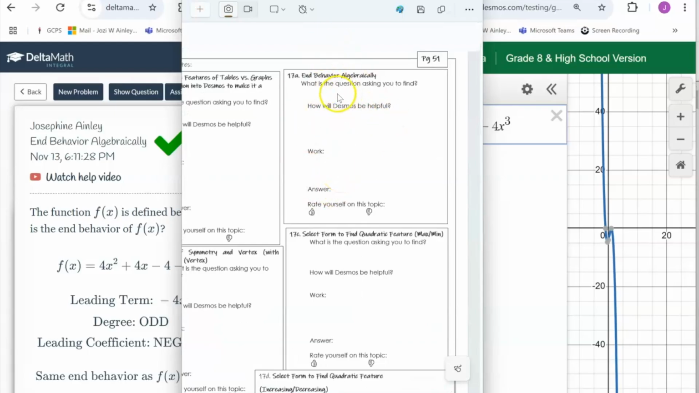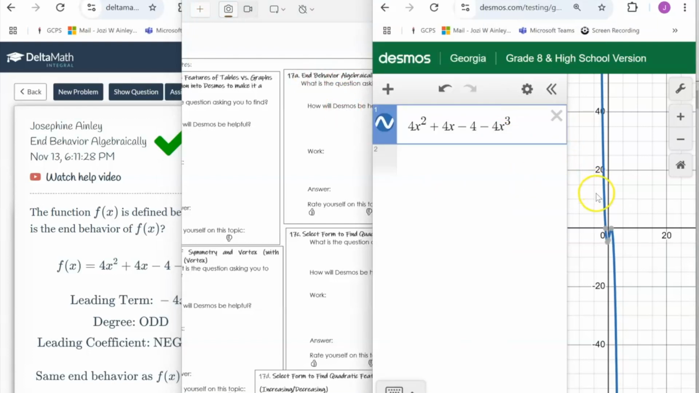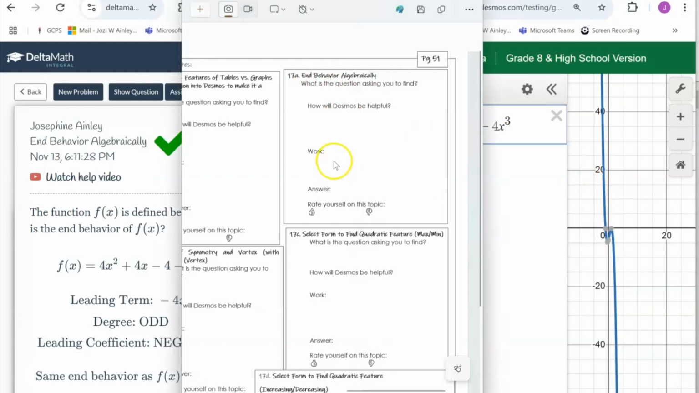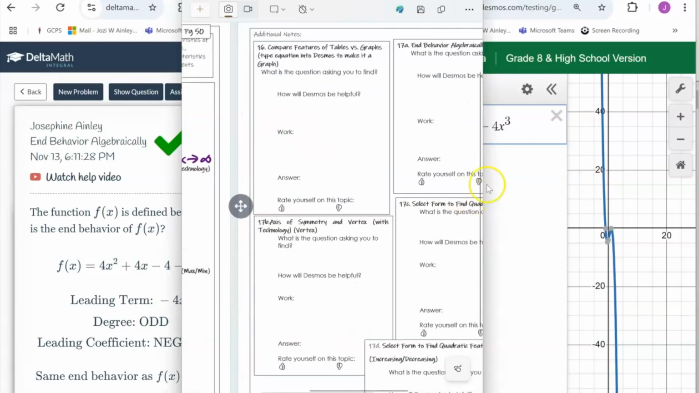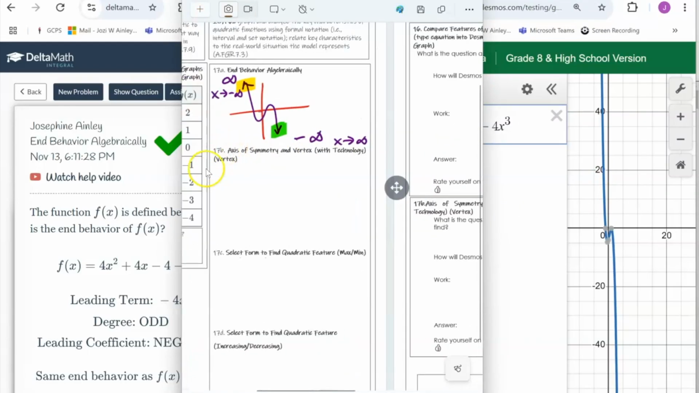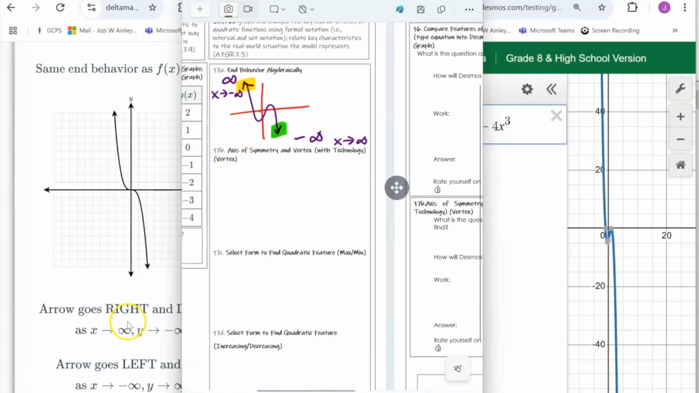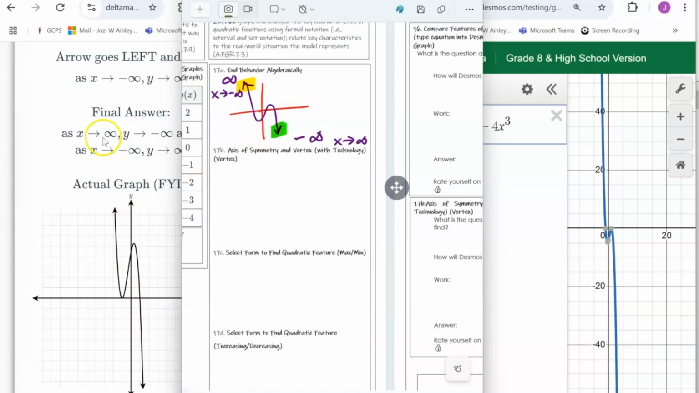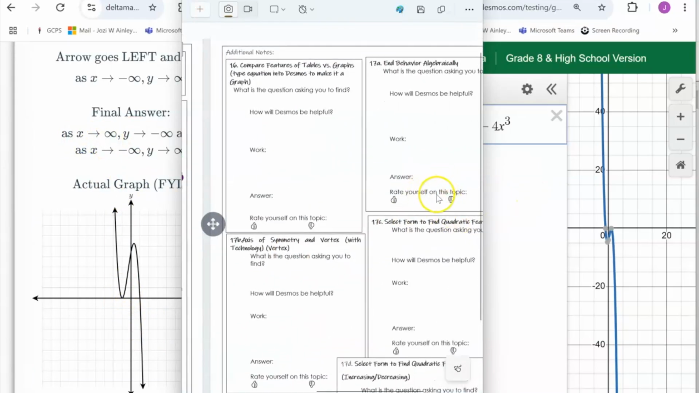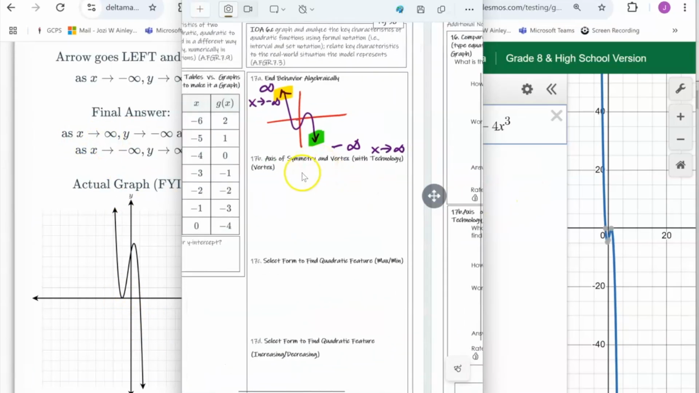Okay. So what's the question asking you to find? What's happening at the end? How will Desmos be useful to make the equation a graph so I can see? Where's my work? Oh, I guess I put my work right here. What is the answer? So you're definitely going to write that one down, this final answer right here, and then rate yourself on this question. All right, so that's end behavior.